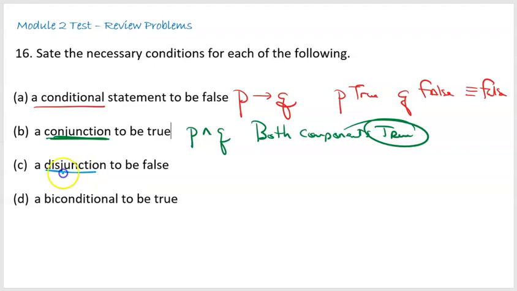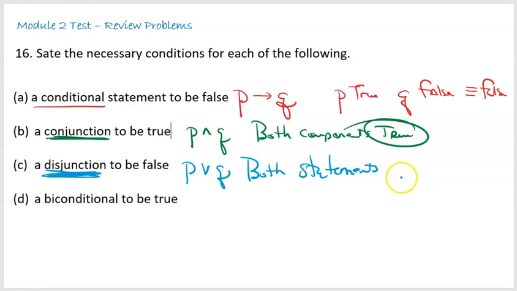What about a disjunction to be false? Well, remind me, what is a disjunction? A disjunction is P or Q, so disjunctions are or statements. When are or statements false? Only when both statements are false. Remember, with ors, if either one of them is true, it doesn't even have to be both, then the answer is true. So the only time you get a false is when both statements are false.